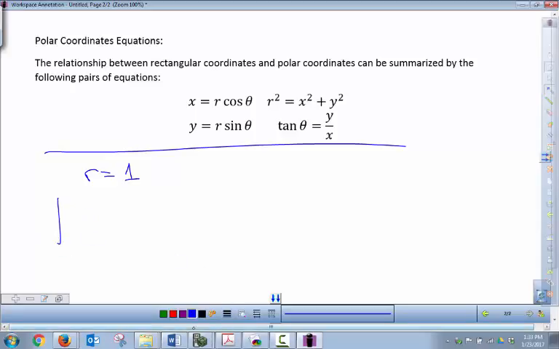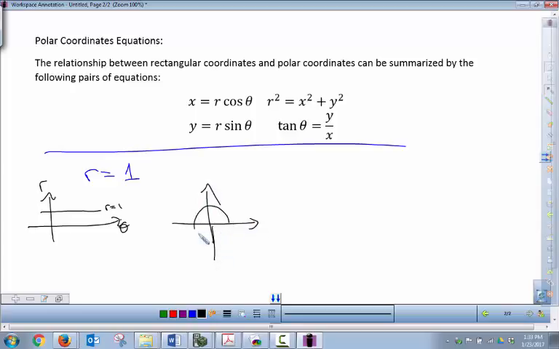So on your Cartesian graph, you have r is equal to 1, but on your polar coordinate graph paper, you have it going around at the radial distance of 1.